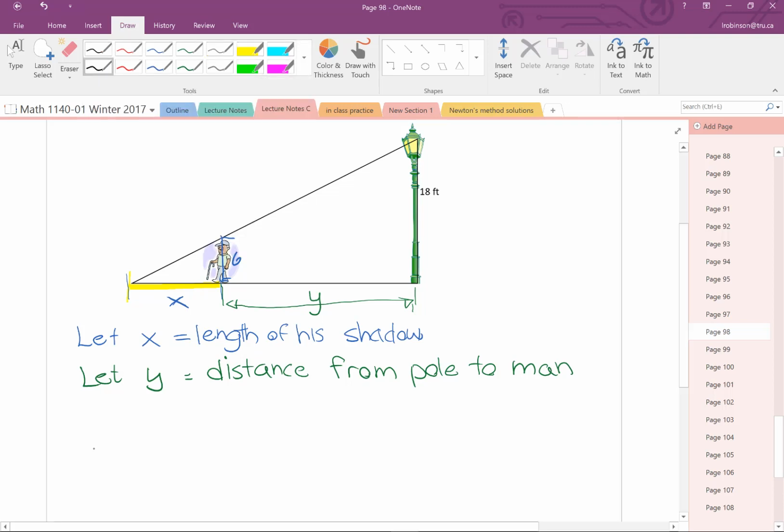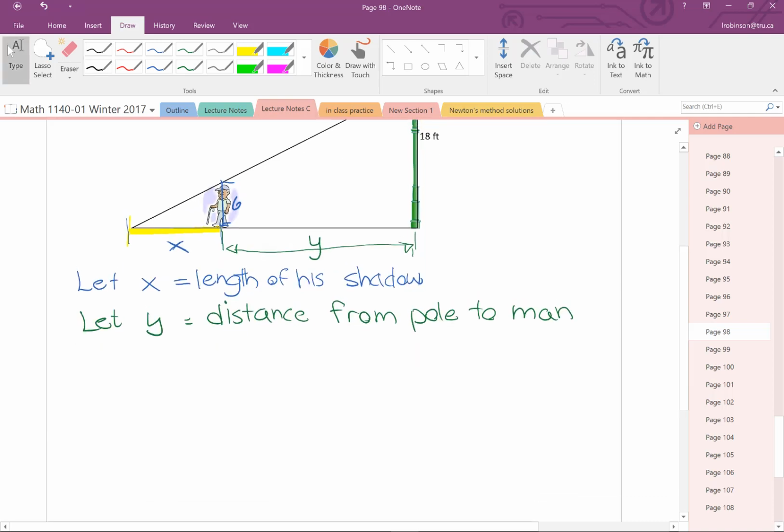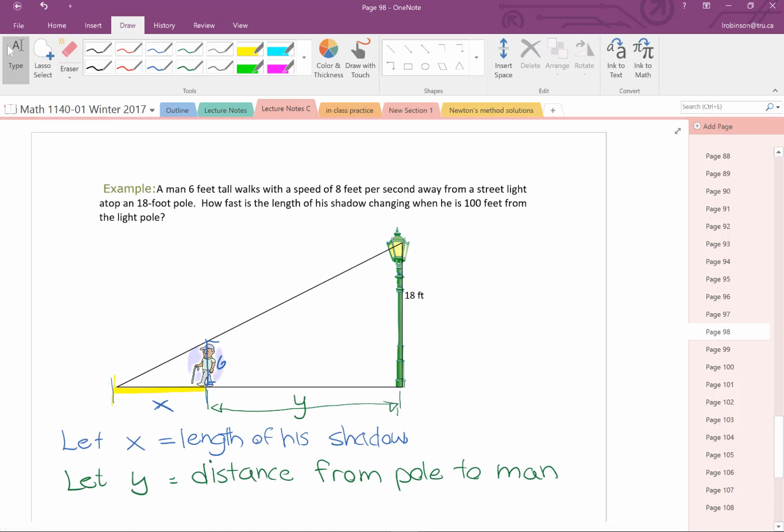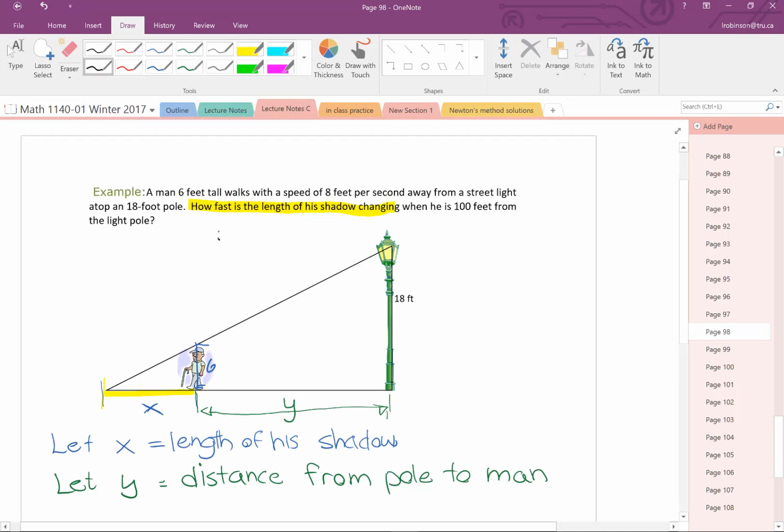So in this case, it's not going to be Pythagoras. It's going to be similar triangles. Now they want to know how fast is the length of his shadow changing. So that's our unknown rate. And that's going to be dx/dt.